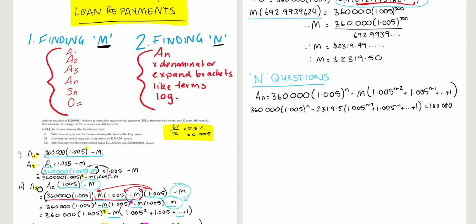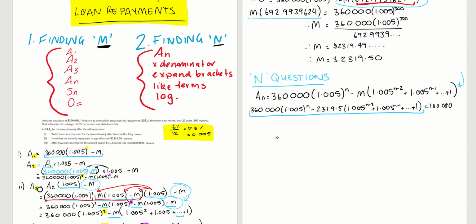So always, always, always start with your AN. Whether you found AN in the previous parts or they give you the AN formula in the question, write it down and start there. Remember, we want to find N. That's what makes it so difficult. Look how many N's there are, and we have to somehow rearrange this whole thing to get N equals some number. That's why it's difficult. We need to push all these N's down into just one N. So I've just subbed in my values and shown what it needs to be, because the question asks when will it become less than 180,000. So when will the amount owing, which is all of this, be less than 180,000?